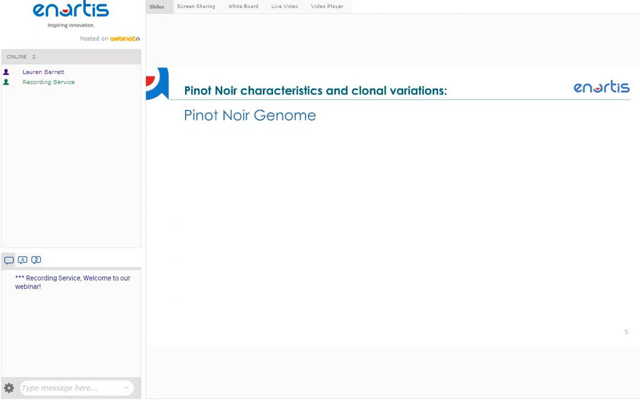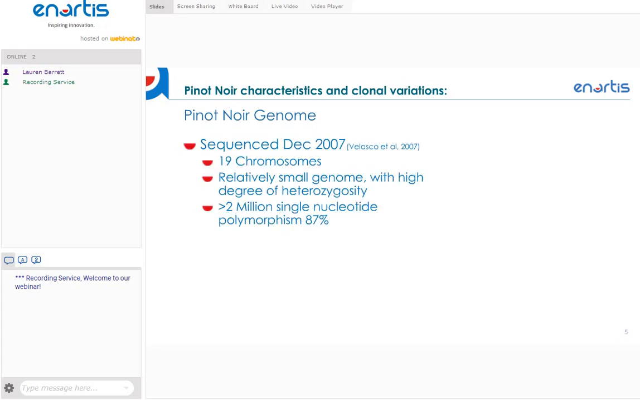Now, it's important to talk about the Pinot Noir genome because it can really give us insight into the divergence and evolution of Pinot Noir, and also give us clues into specific genes and clones which might be resistant to disease or might increase color or wine quality parameters. So in 2007, the Pinot Noir genome was sequenced, and it was found to have 19 chromosomes with a relatively small genome compared to other crops, with a very high degree of heterozygosity.